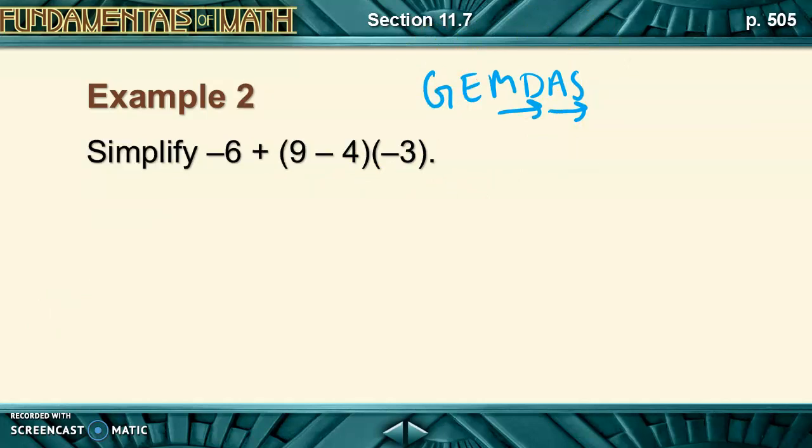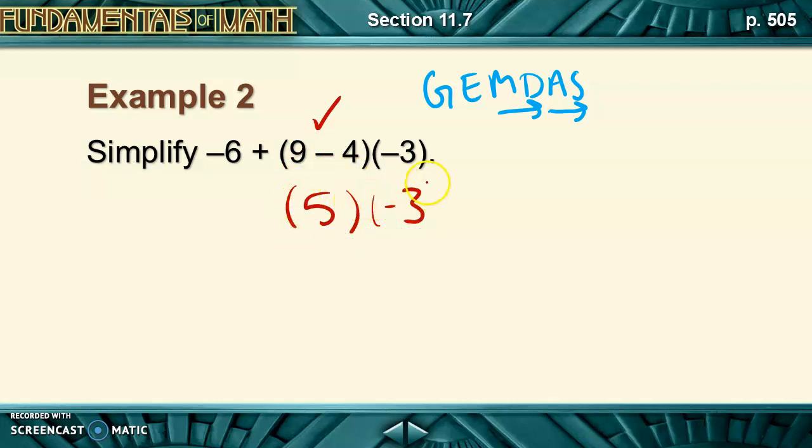Let's look at another example. Example 2. Simplify, and they want us to follow the order of operations. So, looking at our order of operations, do we have any grouping symbols? I would say yes. Is there any work that I can do within the grouping symbols? I would say yes. I can subtract 9 minus 4. 9 minus 4 is 5.